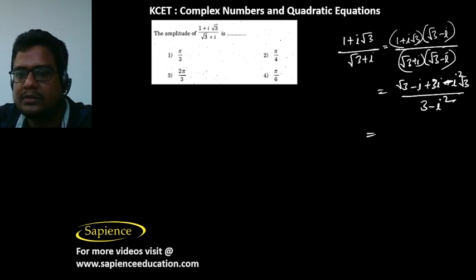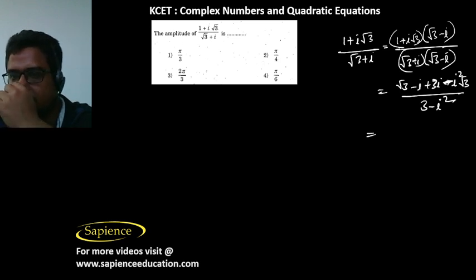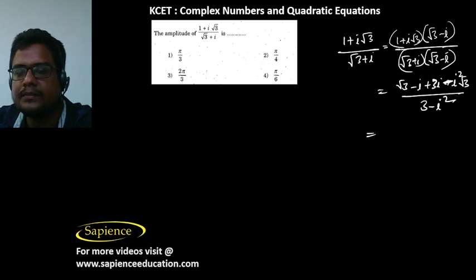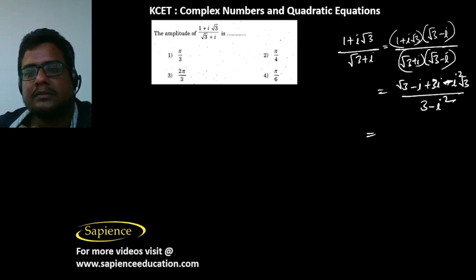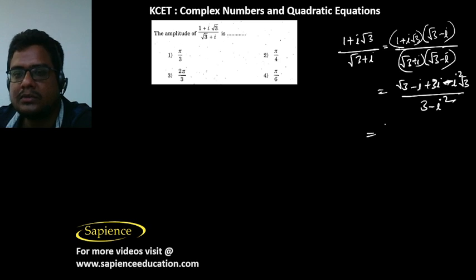So this will be equal to plus root 3, plus root 3 plus root 3. So that is 2 root 3 plus 2I divided by 4. So this will be root 3 plus I by 2.